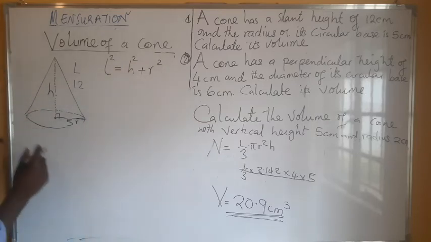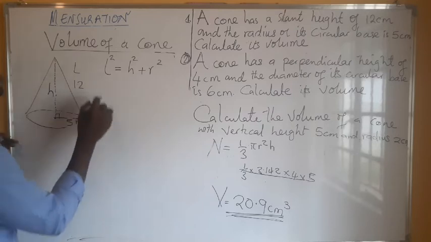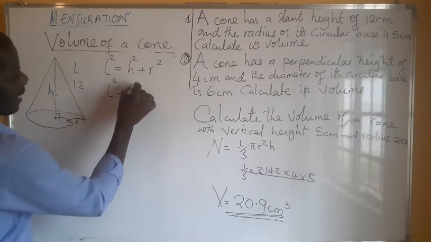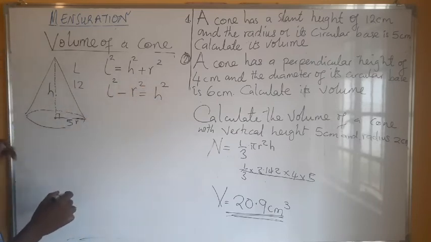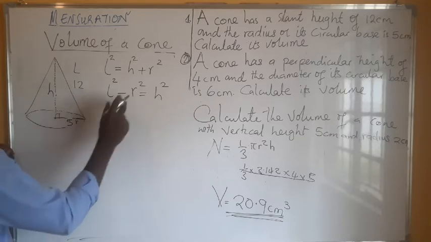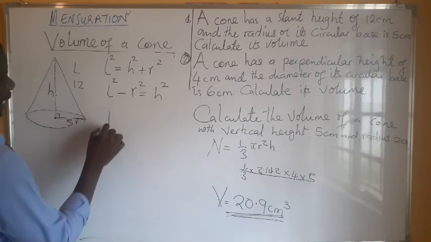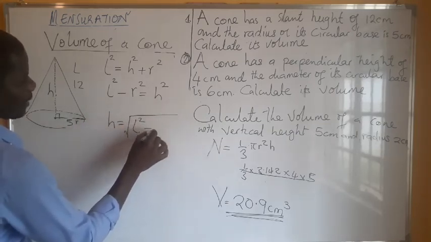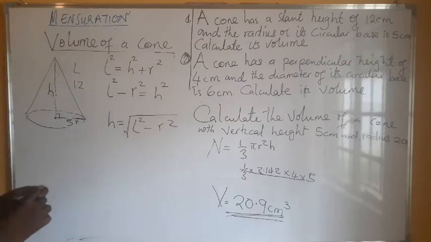Now, our interest here is this h. h is what we do not know. So we are going to say L squared minus r squared is equal to h squared. To get the value of h, we need to take the root on both sides. So h is equal to the square root of L squared minus r squared. Please take note of this one.